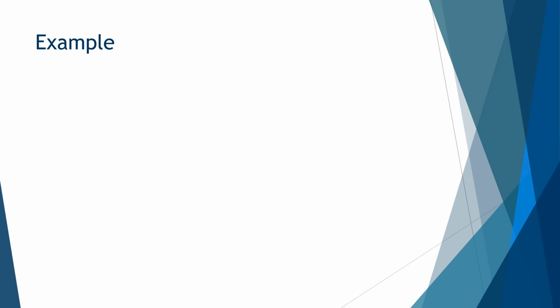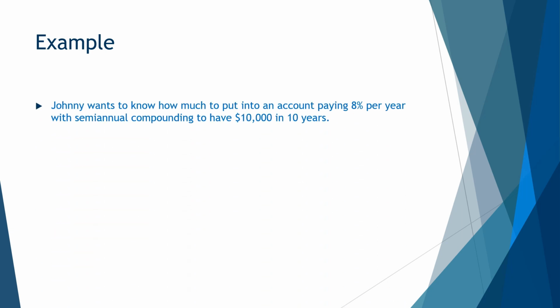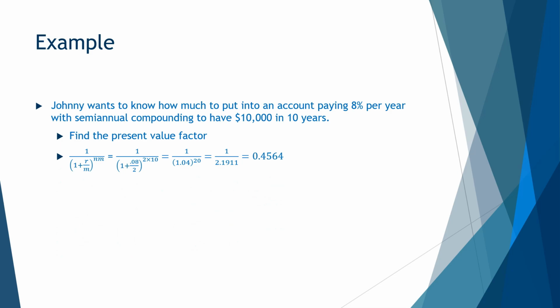So let's look at an example. Here, Johnny wants to know how much to put into an account, paying 8% per year with semi-annual compounding. He wants to have $10,000 in 10 years. First thing we're going to do is find the present value factor. We are just going to put these numbers into the formula.